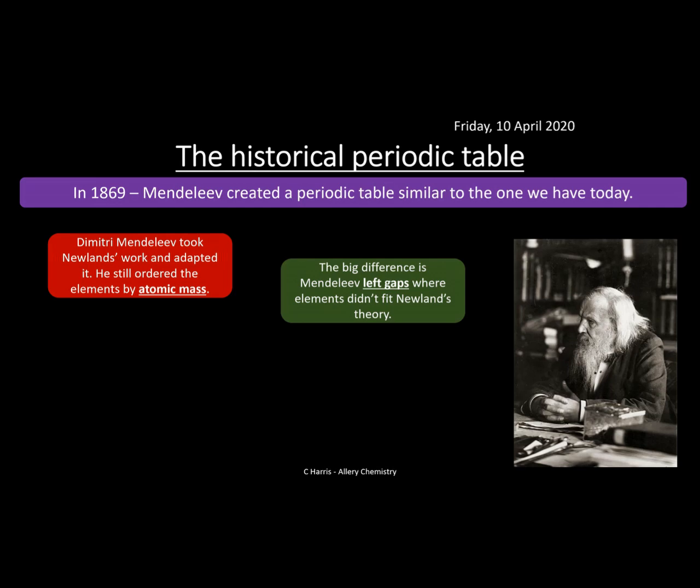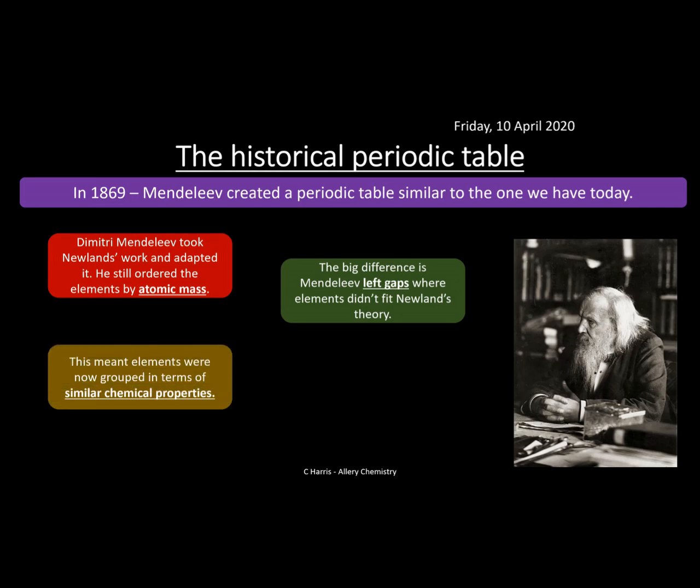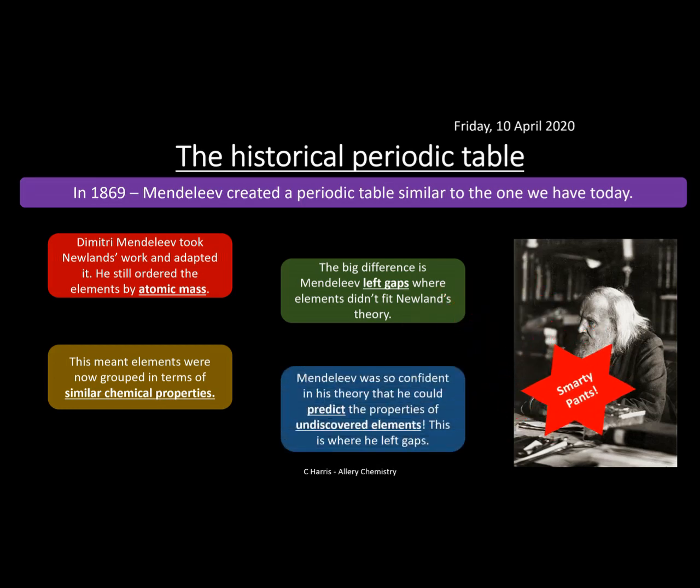So remember, Newlands couldn't find a place for some of the transition metals. That's the middle elements. So what this meant is that the elements were now grouped in terms of similar chemical properties. So he could do that now. And so Mendeleev was actually so confident he blended the properties of elements and ordered them in terms of mass, that what he could do is leave gaps. And that was the critical thing.